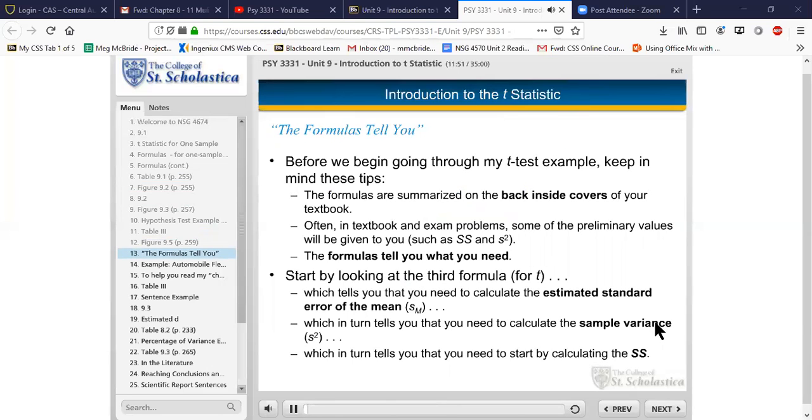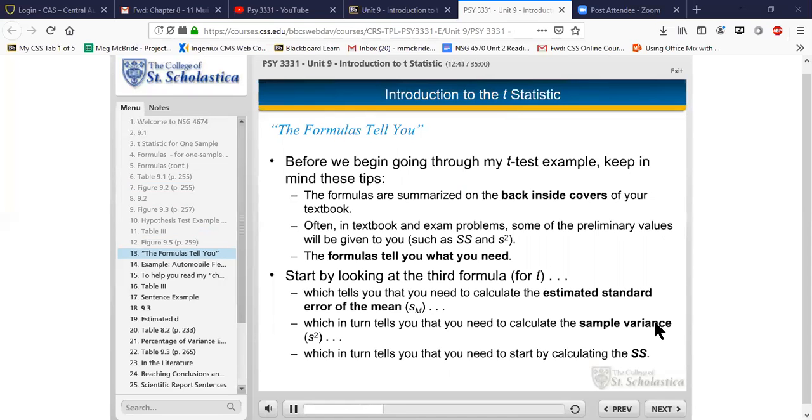Before I go through my t-test example, I have a couple of tips to keep in mind when you're working problems on your own, either at the end of the chapter or on the exams. The first tip to remember is that the formulas are summarized for you on the back inside cover of your textbook. Often in the problems in the textbook or on the exam, you will be provided with some of the preliminary values so that you don't have to always calculate from the raw data. For example, the sum of squares and the variance is often given to you. The reason for this is that after you've proven that you can do these basic calculations in earlier chapters, there's no need to keep having you do these calculations over and over again. Instead, the focus can be on the new formulas you are learning, or on how to select an appropriate statistic, or how to interpret the results once they are calculated.